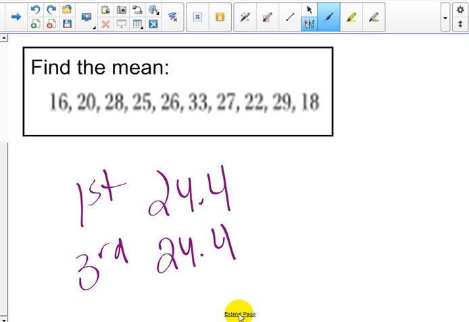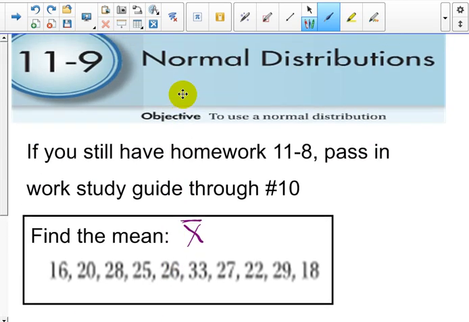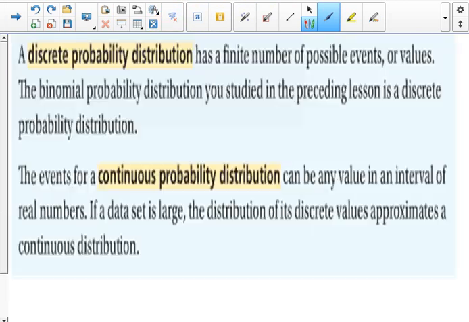Okay, remember for the mean, we also call that the average, or X bar is the same thing, right? So you're going to see it all of those ways. Today we're going to talk about discrete probability distributions. It has a finite number of possible events or values. The binomial probability distribution that we studied yesterday is also a discrete probability distribution.